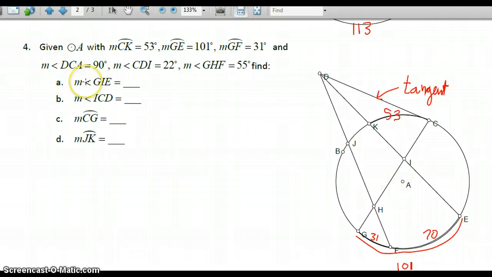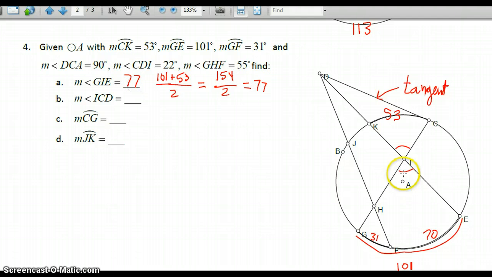Okay, GIE is the first thing I'm looking for. G to I to E. All right, that's one of those bow ties where we get these two angles. Either one of those is the average of the arcs it intercepts. Otherwise, I have to add 101 plus 53 and divide by 2. Can I do this here? Do I have enough room? 101 plus 53, divided by 2. Okay, that's 154 divided by 2, which is 77, I believe. Not negative. There we go. 77. Great. So these angles are both 77.